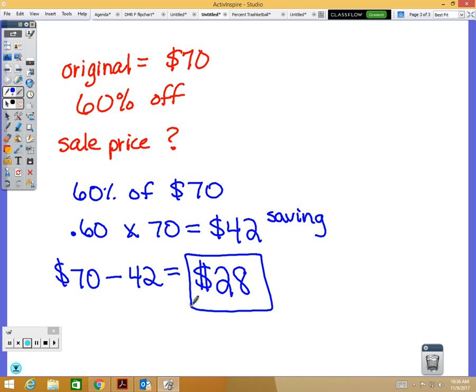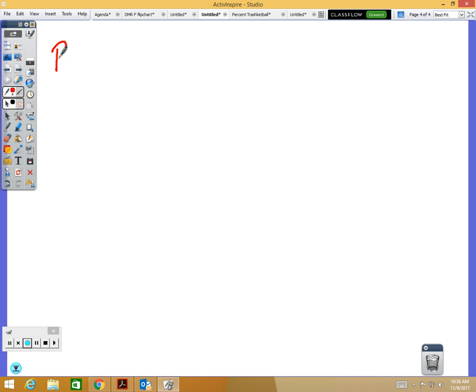All right. So any questions about these types of problems? So we're going to go ahead and move on to finding the percent of increase or the percent of decrease. This is known as the percent of change. And whether it is an increase or a decrease, it doesn't really matter, okay? You use the same steps.